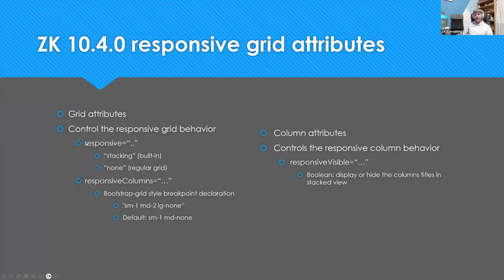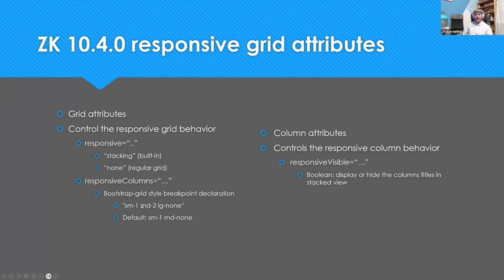The first one is the attribute I've already introduced, the responsive attribute. It accepts either stacking, which is the built-in stacking mode that I've already displayed, or none. This is what you would put if you only want a regular grid that behaves the same at all responsive stages. You also have your responsive columns. This is going to let you use a bootstrap grid style declarative step to indicate what you want your grid to do at different responsive level.